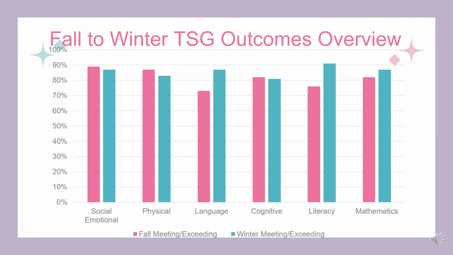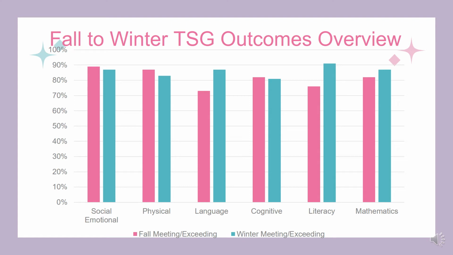So let's start by looking at our data from Teaching Strategies Gold. So the TSG data represents our infant, toddler, and preschool classrooms. And you can see here on this chart, fall is represented in the bright pink and winter is represented in the teal color. So this is kind of an overview of all of our domains.